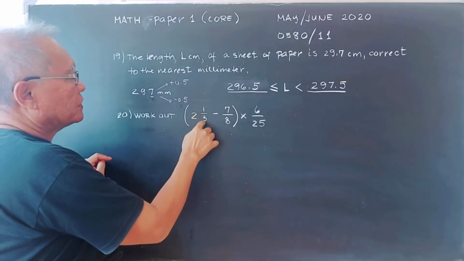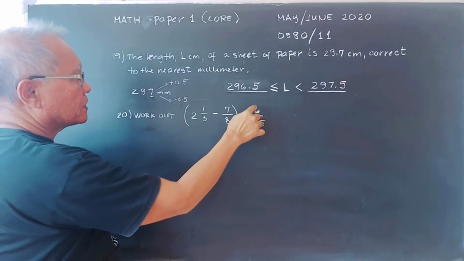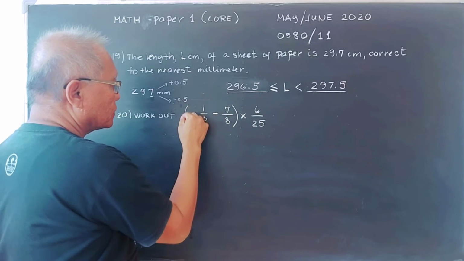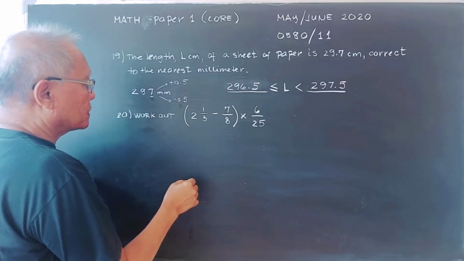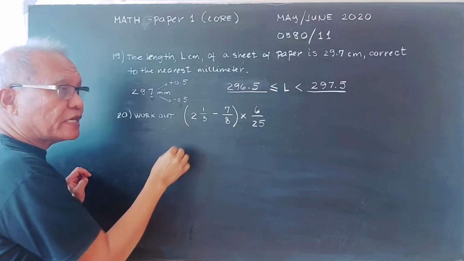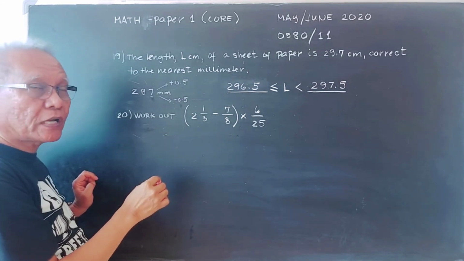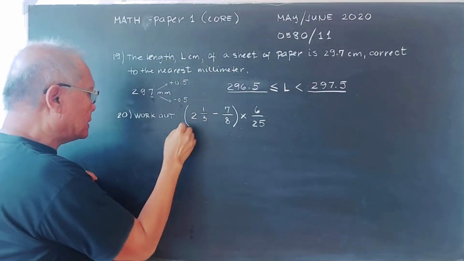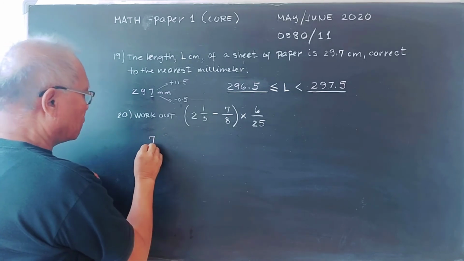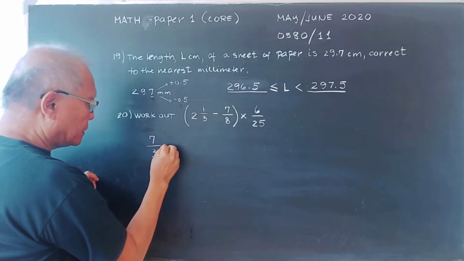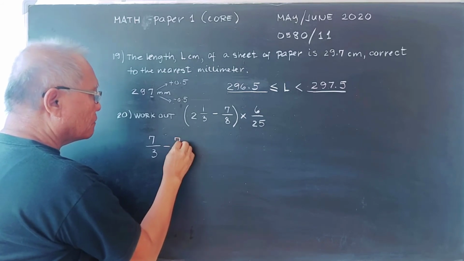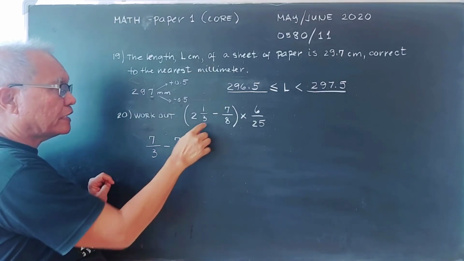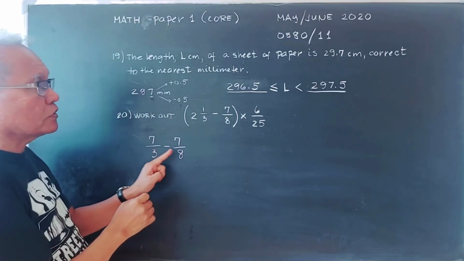Okay, number 20, we will work out without using a calculator in our fraction. So this is 2 1/3 minus 7 over 8, times 6 over 25. We do first this one because these two fractions are inside the parentheses. Okay, we change first this mixed fraction into an improper fraction. So we multiply 3 times 2 is 6 plus 1 is 7 over 3, and then minus 7 over 8.